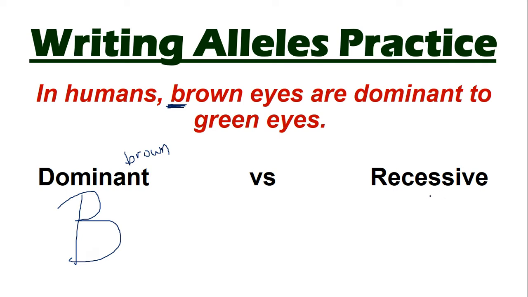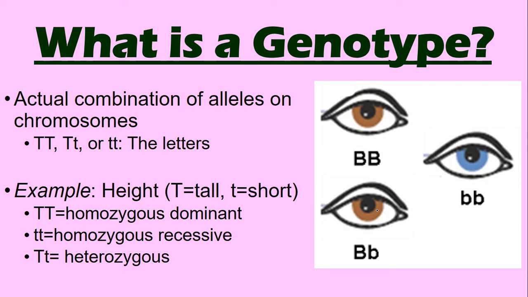And the recessive would be the lowercase b, and that would be green. And so that's how we will write alleles right now. Now, what's going to come in is when we talk about genotypes and phenotypes. So genotypes are the actual combination of alleles on chromosomes. So we're going to use letters.